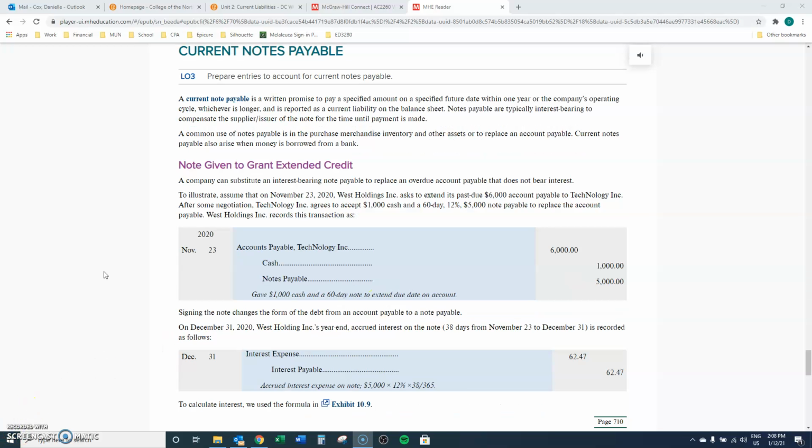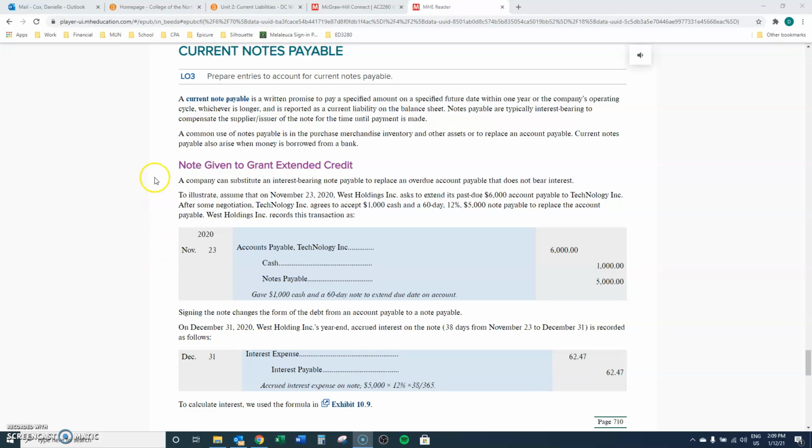Then we move on to current notes payable. So a current note payable is a written promise to pay a certain amount of money on a specific date. It's current, so that means it's within the one year or the one operating cycle. It's recorded as a current liability on the balance sheet, and they typically have interest on them, and so that allows the person or the company issuing it to earn interest until the payment is made.